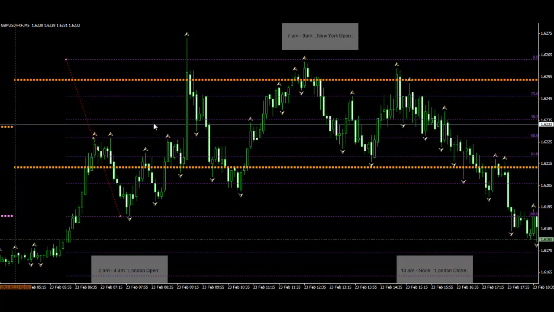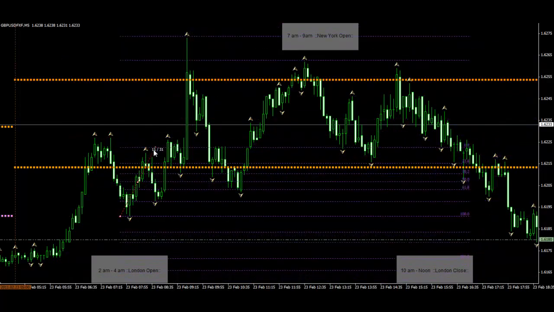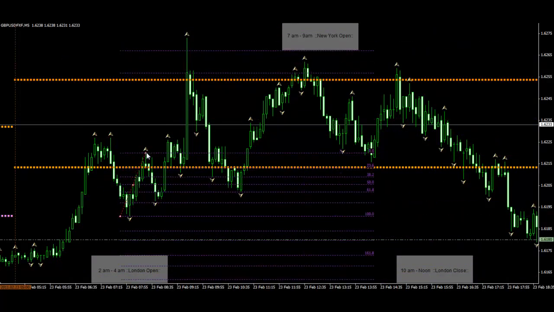But that's one swing projection that was fulfilled. But going back to using the standard extension, you can see that it was even higher on this one, which was pretty neat. So that was how you could have traded the London Open trade.